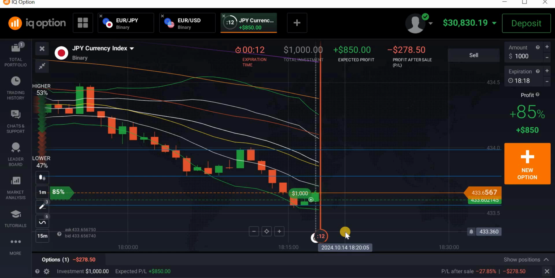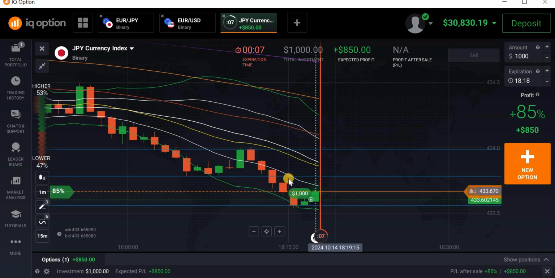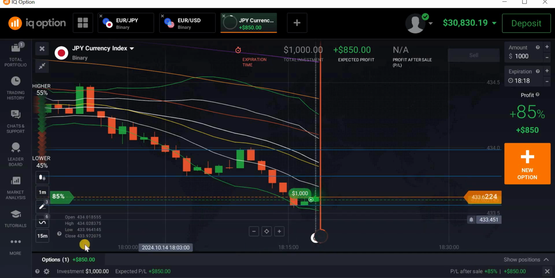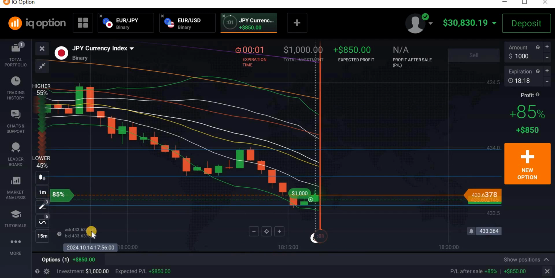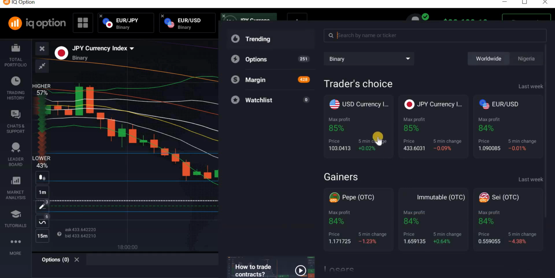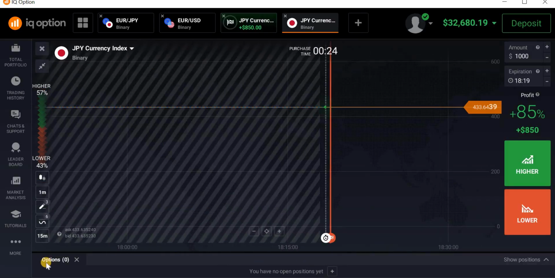Let's wait and see. And remember, this is a major downtrend. We are trading against the trend, but because there is a Bollinger Band here and a strong level, we can afford to take this kind. Okay, so let's wait again for a new one.